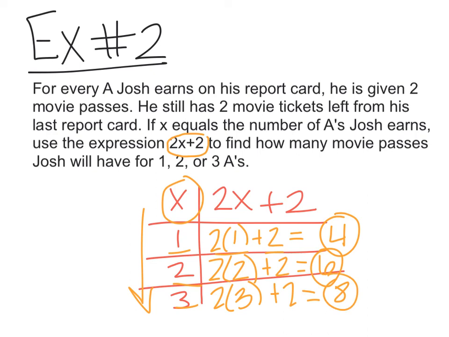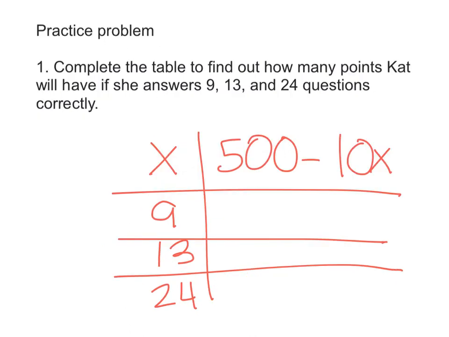So if he got 1 A, he would have 4 movie passes. If he got 2 A's, he would have 6 movie passes. If he got 3 A's, he would have 8 movie passes. Here's your practice problem. You're just doing the same thing, completing the table, plugging in 9, 13, and 24 for x. Don't forget a word problem or a question, and rate your understanding.